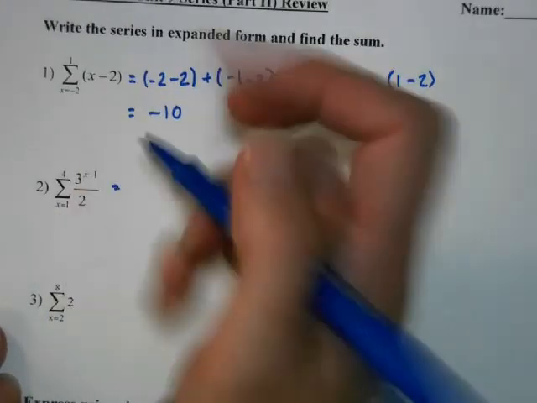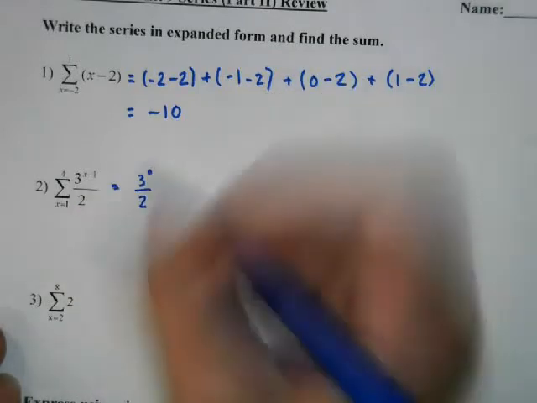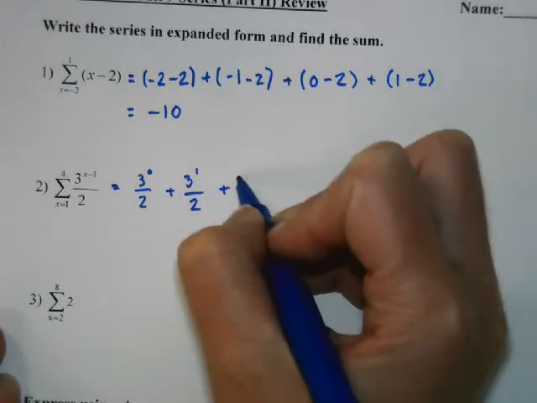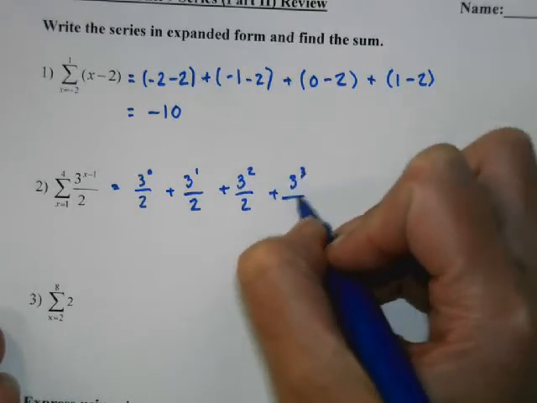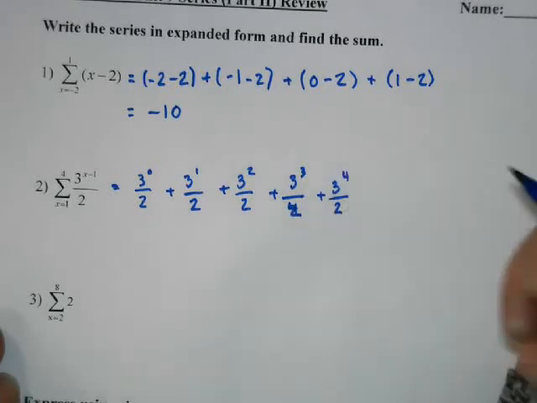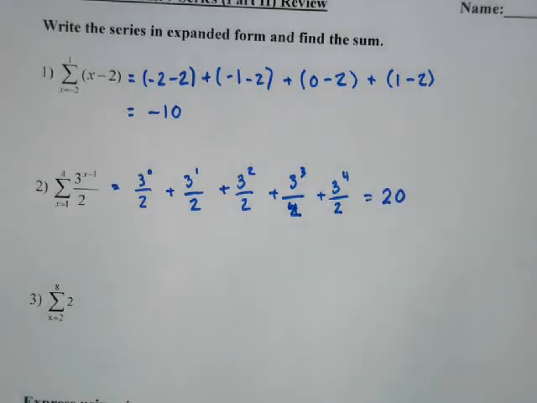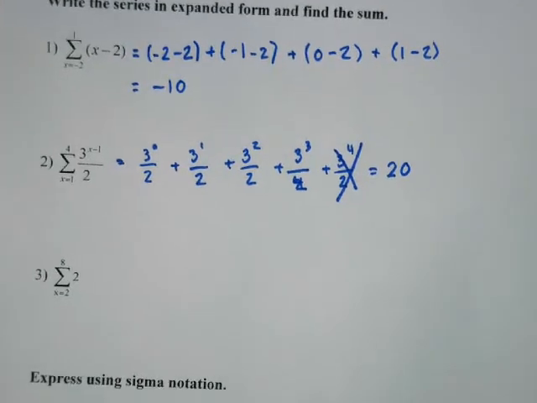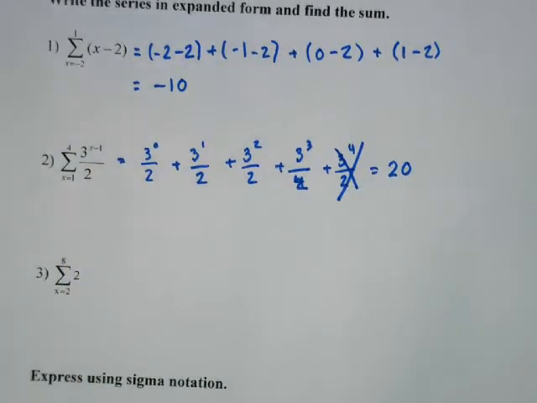Here our starting value is 1, so we're going to end up with 3 to the 0 over 2 plus 3 to the first over 2 plus 3 squared over 2. We'll keep going until 3 to the 4th over 2, which is 20. So the last number we plugged in was a 4, so we get that 3. But we still get a sum of 20.